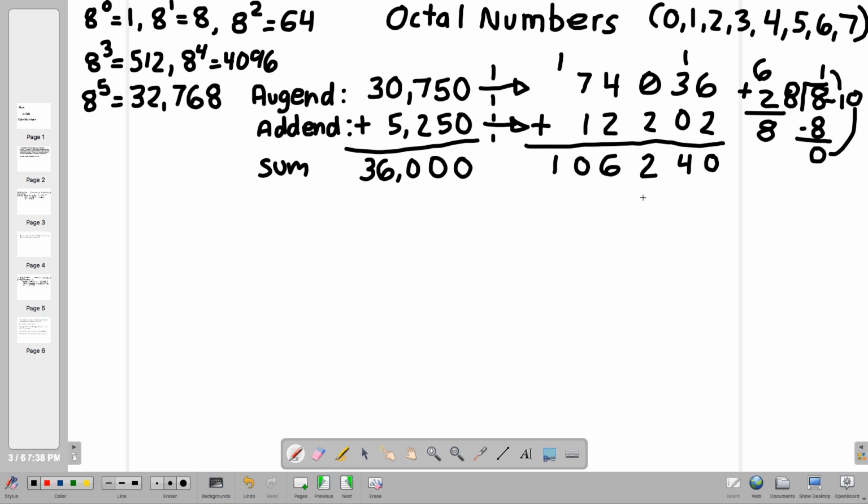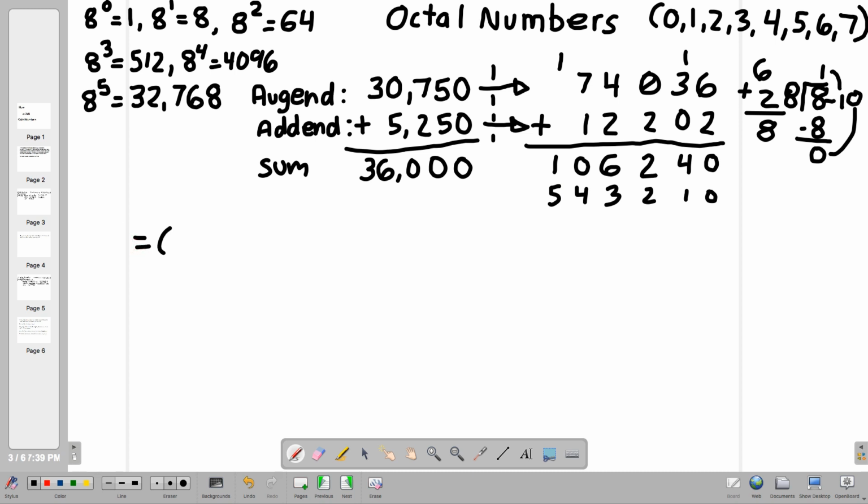Now let's show that this value 106240 is indeed the value 36,000. Let's look at the digits. 0 is in the 0th position, 4 is in the first position, 2 is in the second position, 6 is in the third position, 0 is in the fourth position, and 1 is in the fifth position. So let's compute.